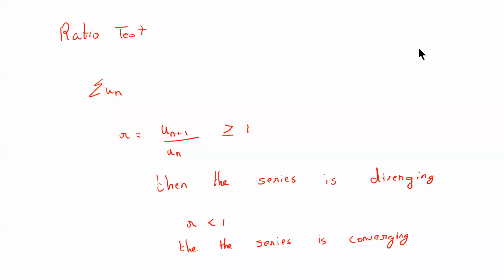And obviously, this ratio has to be evaluated in the limit n going to infinity. Obviously, this is the condition. So let's take an example and see how we go about this.